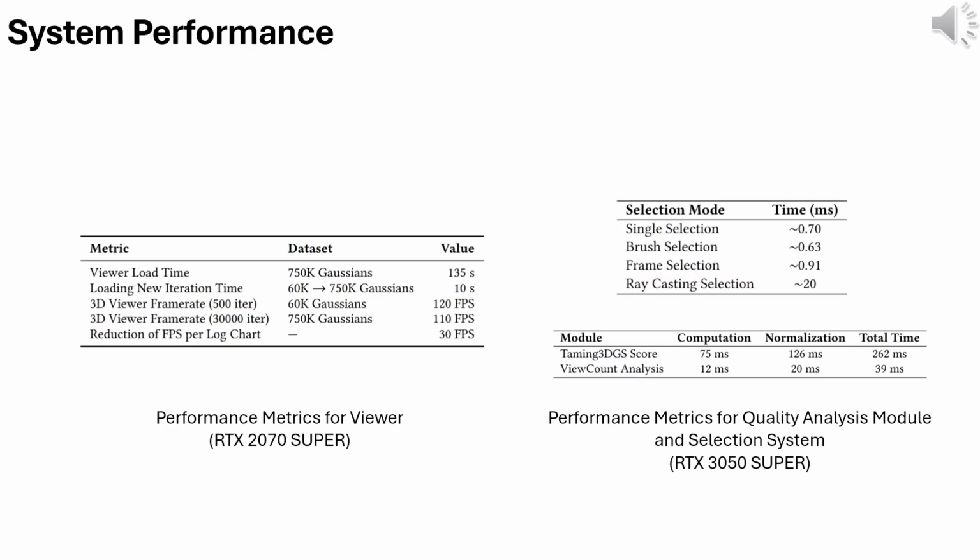Our viewer achieves good performance with FPS around 110 to 120 FPS depending on the iteration loaded. The performance for the quality analysis and selection system is also good, with the selection able to select in a noticeably short amount of time. Computation of scores is also very quick, at 262 and 39 ms.